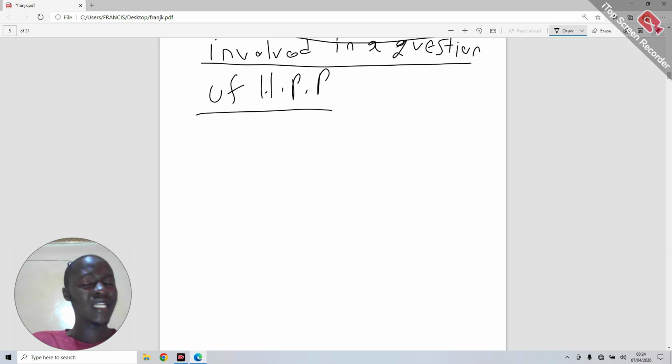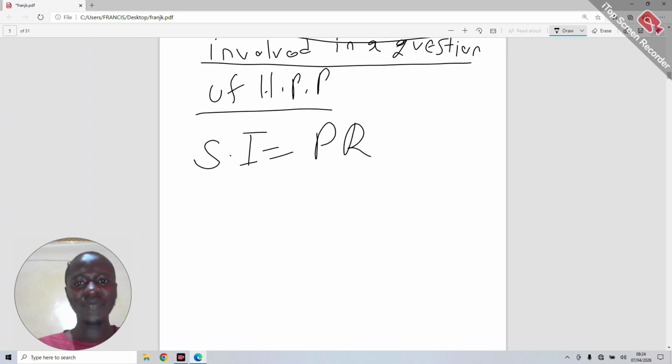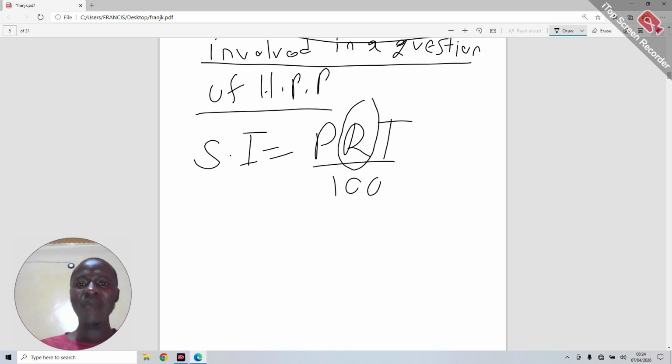I can recall very well telling you that whenever an examiner asks you something to do with the rate, get rate, we don't apply the formula that simple interest is equal to PRT whole over 100. I am warning you again. You don't apply this formula to get rate.